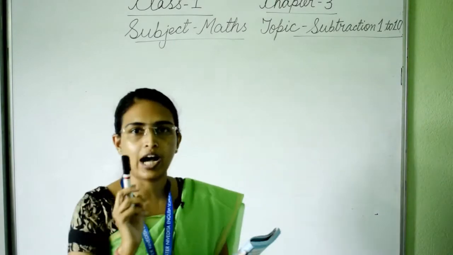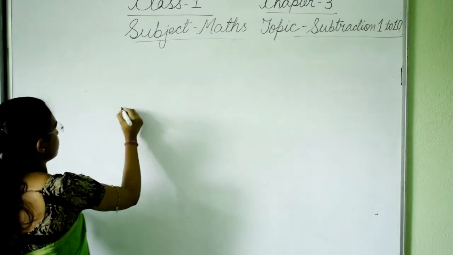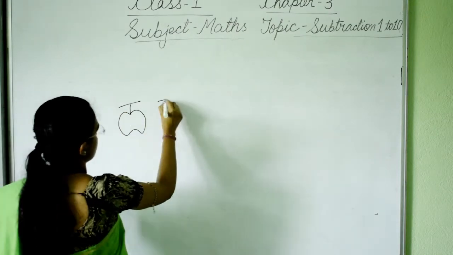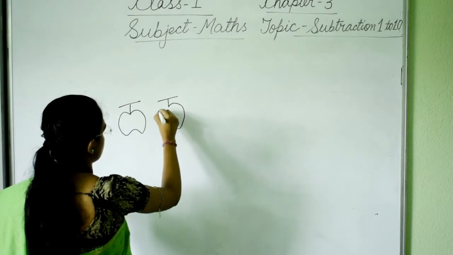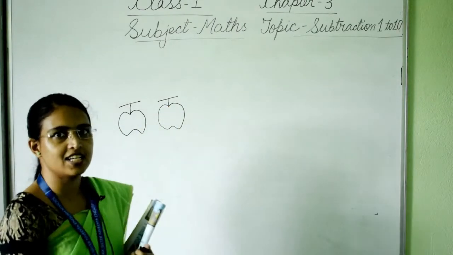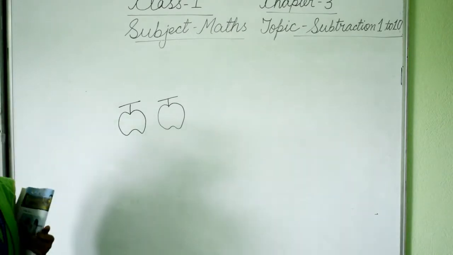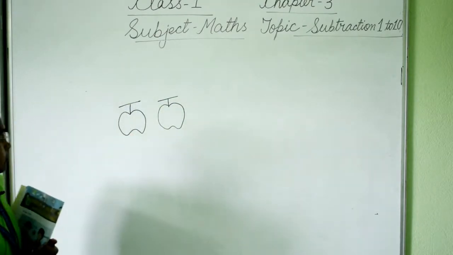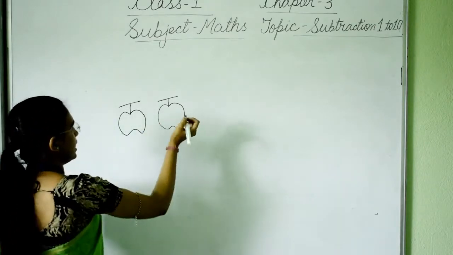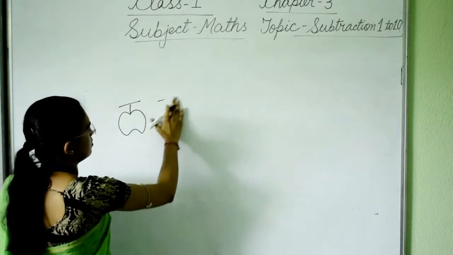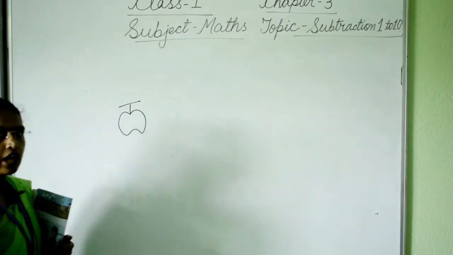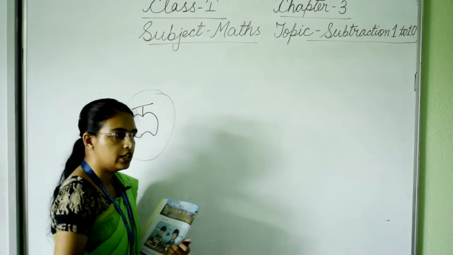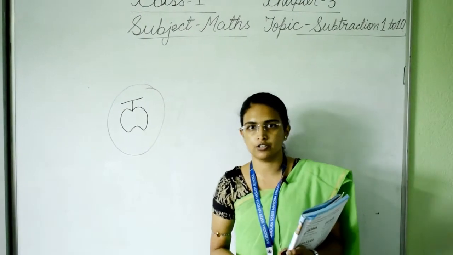Okay, now I will give you another example. Suppose you have, what is this? Yes, this is an apple. How many apples? 1, 2. So, suppose you have 2 apples and from that your friend has eaten 1 apple. So, how many apples do you have now? Only 1, right? This is called subtraction. Now we are going to learn more about subtraction, okay?